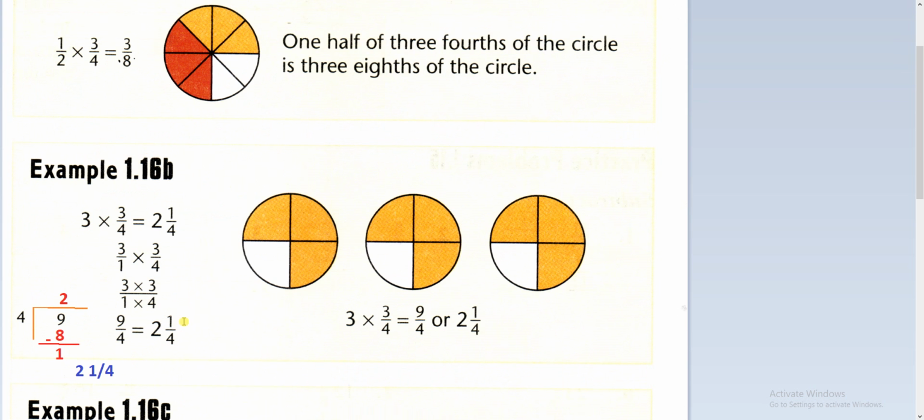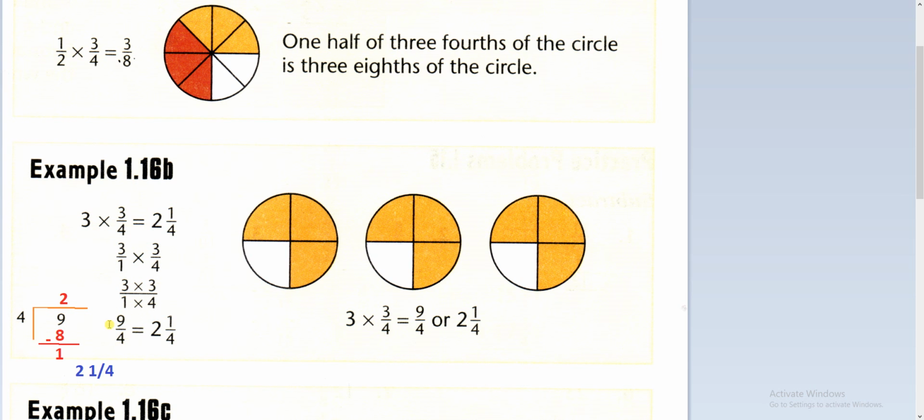Now when you have a problem like this, and it's a whole number times a fraction, first thing you do is you take your whole number and you put it over 1. Then you just copy the rest of your fraction down. So you get 3 over 1 times 3 over 4. Again, these don't have anything in common. So 3 times 3 is 9, and 1 times 4 is 4.